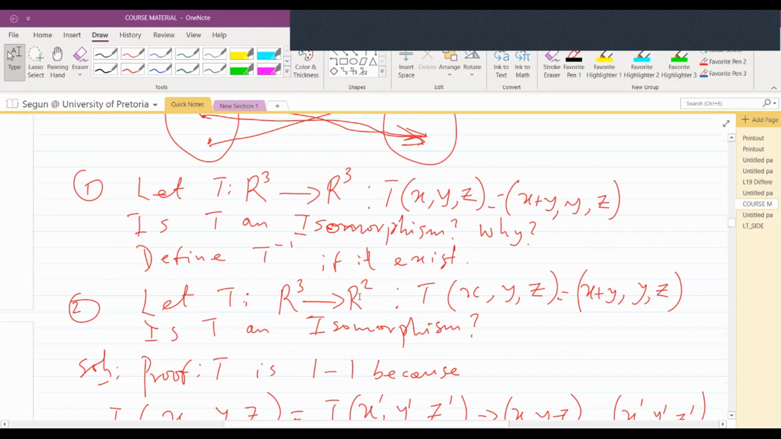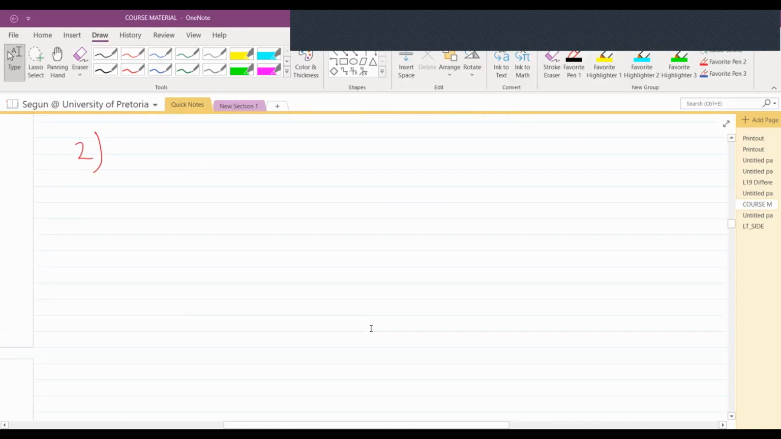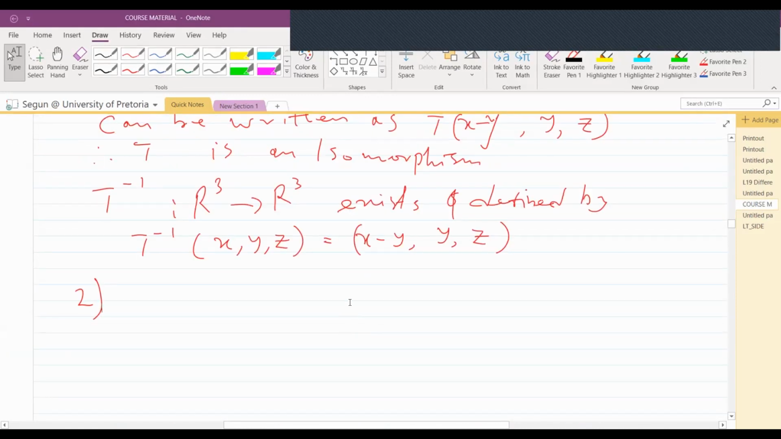But the second question says, let T be such that R of 3 maps to R of 2. I will ask you this question. Number one, is it an isomorphism? No, because T is not 1-to-1. Don't forget, you have to obey the law. If you don't obey those definitions, there's nothing you can do. T is not 1-to-1.